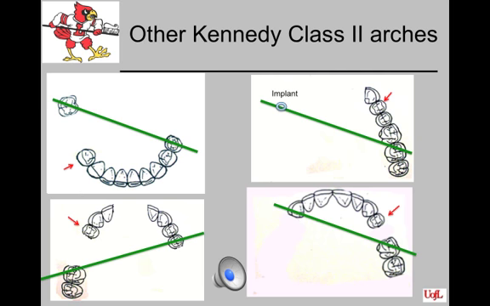Here are 4 different arch forms. The fulcrum line is designated in green. The fulcrum line traverses the primary abutments. The secondary abutment is designated with a red arrow. Note that the arch form on the upper right is a configuration where we place an implant on the edentulous side, and it becomes a primary abutment for our partial denture.